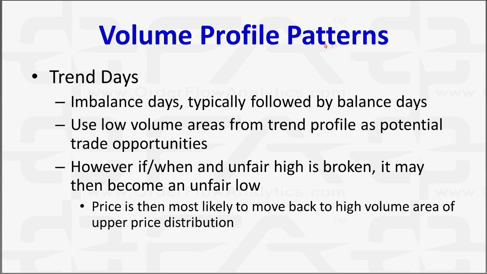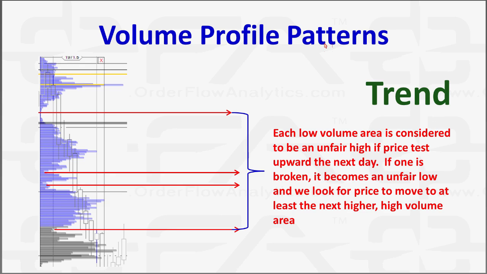However, if and when unfair price is broken, again, it may become an unfair low. That's the whole scenario where resistance is now support, support is now resistance. And again, once price comes through an unfair high or low, it's most likely to move towards the high volume area because, what? That's fair price. So in the trend, each low volume area is considered to be an unfair high if price tests up next to it the next day.